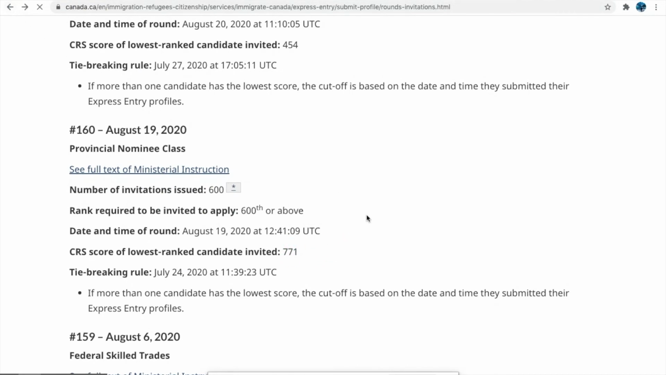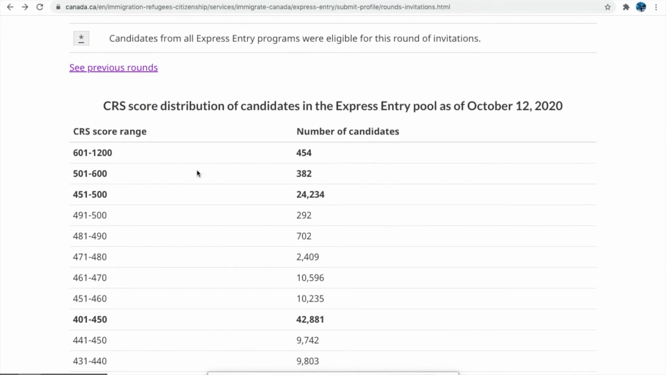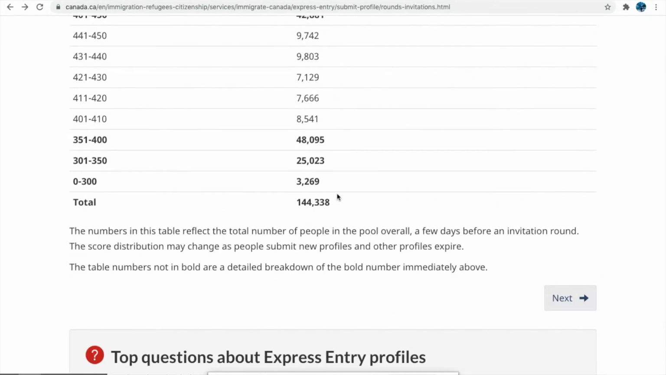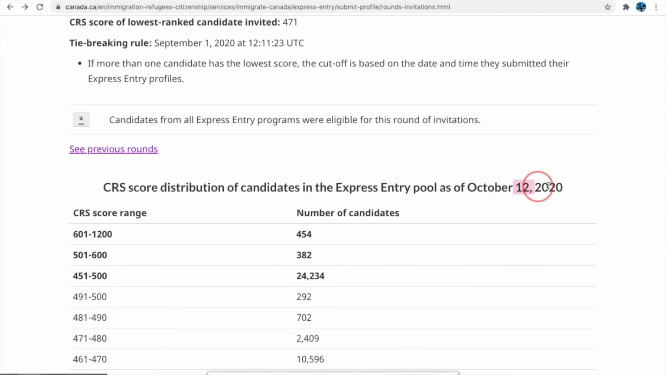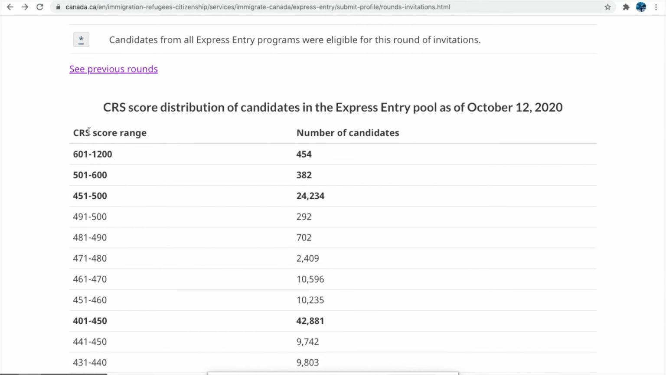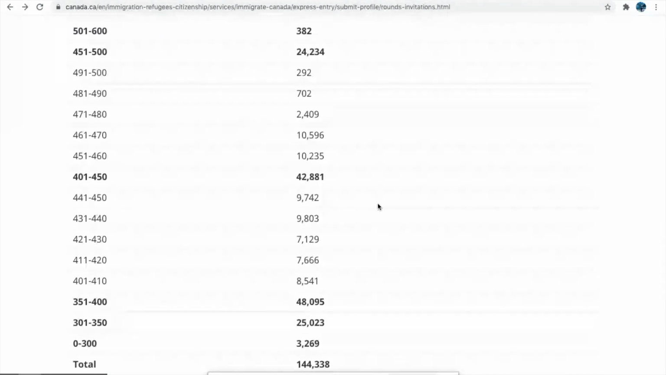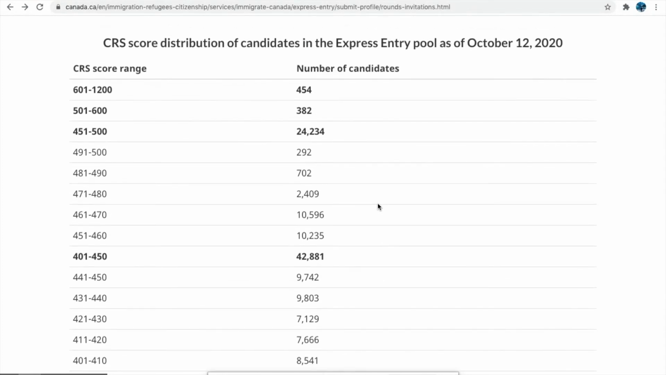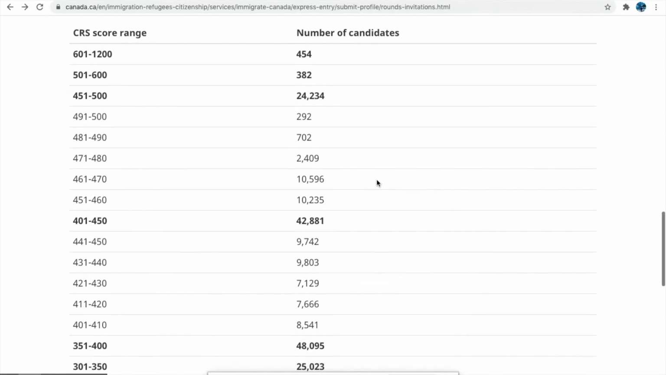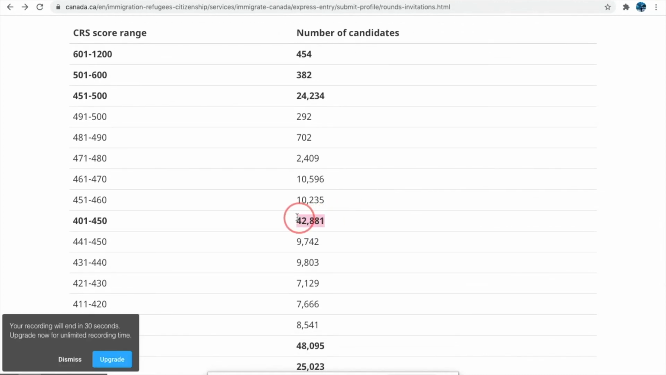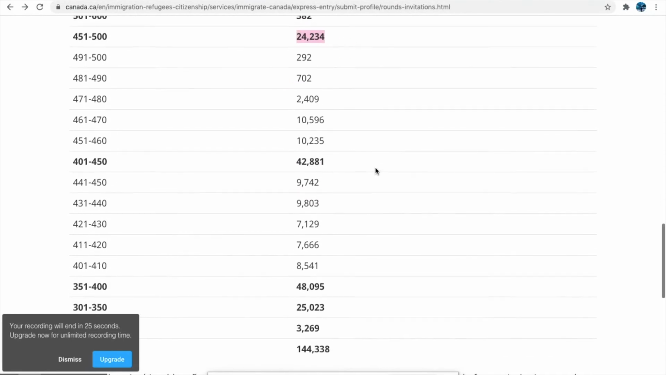If I just go back, there is a table that I want to show. This is a table which gives you the idea of how many candidates are currently existing in the pool. This is the total number as of October 12th. This also gives a breakup of what the CRS score is for those people. Now this gives a fair idea of what the next cutoff would look like. Obviously we cannot judge the exact number, but this gives us a very fair idea. I see the majority of the people are in 401 to 450, and then a bunch of them are also in 451 to 500. So guys, this is how you calculate your CRS score.